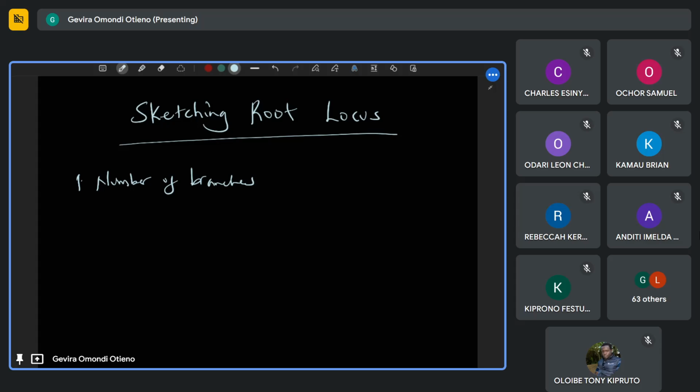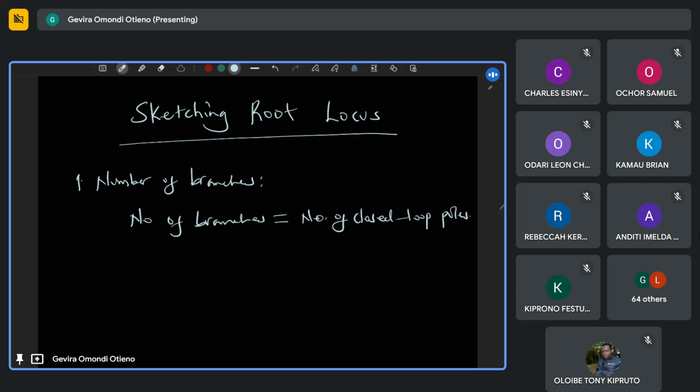So what does this mean? The rule simply says here, you'll get more notes on the rule so you can read through, but the rule says that the number of branches equals the number of closed loop poles. Not open loop, closed loop poles. Not open loop, ladies and gentlemen.